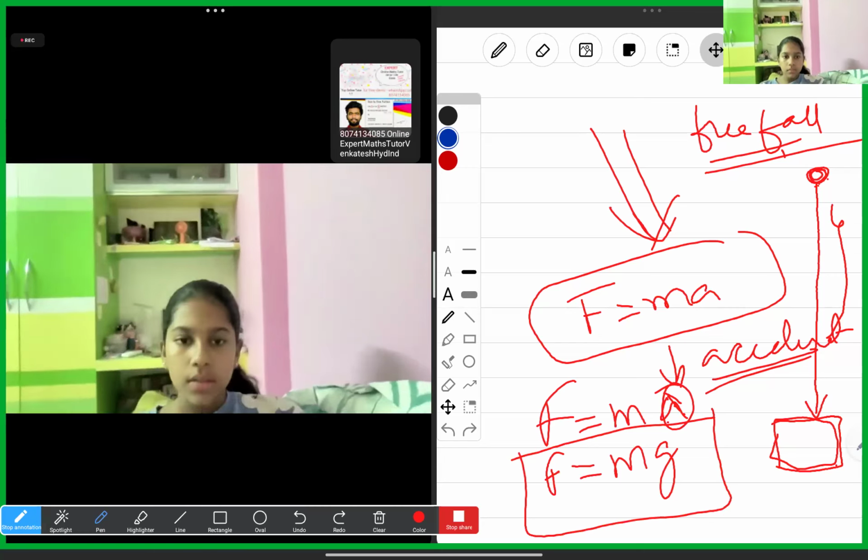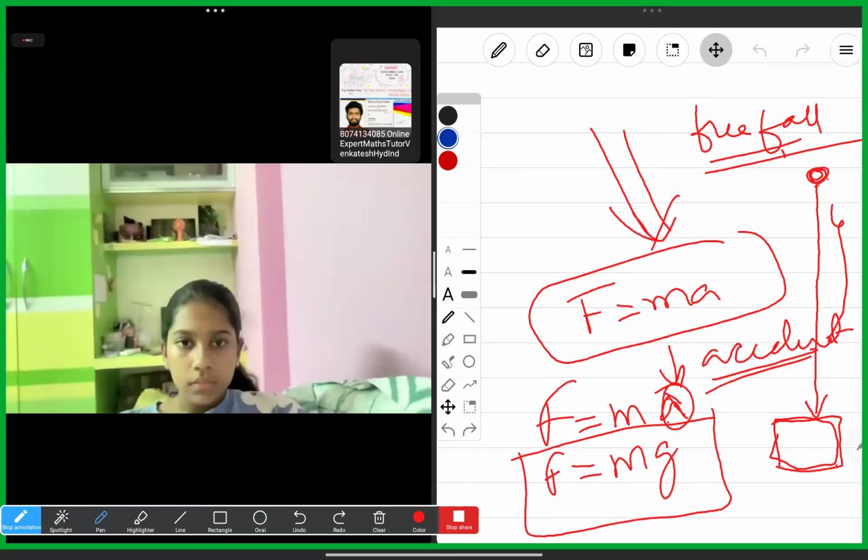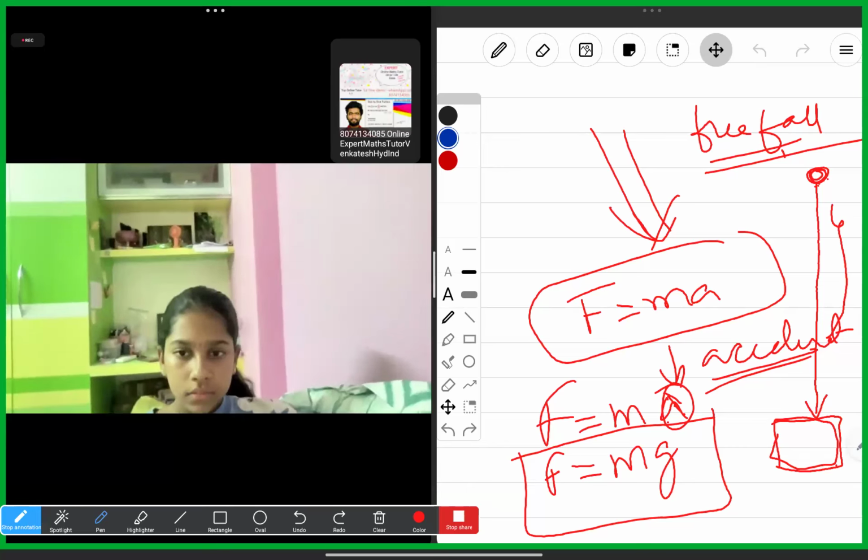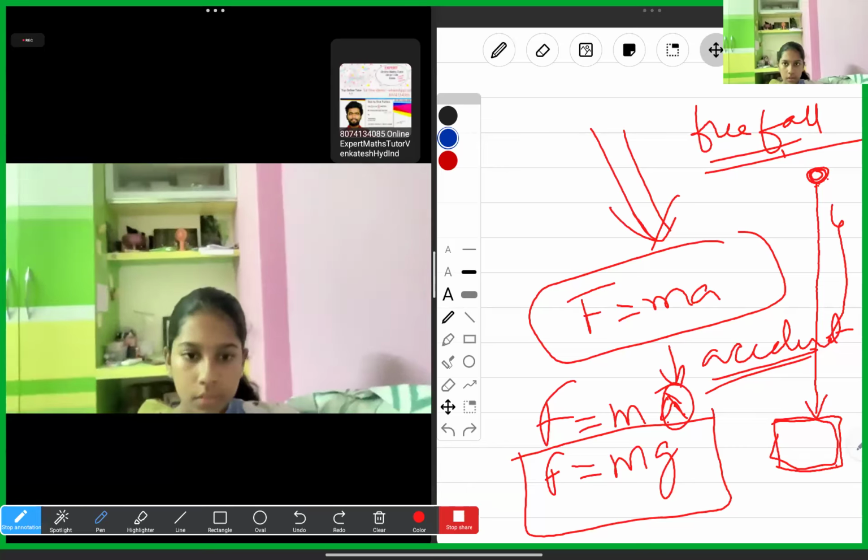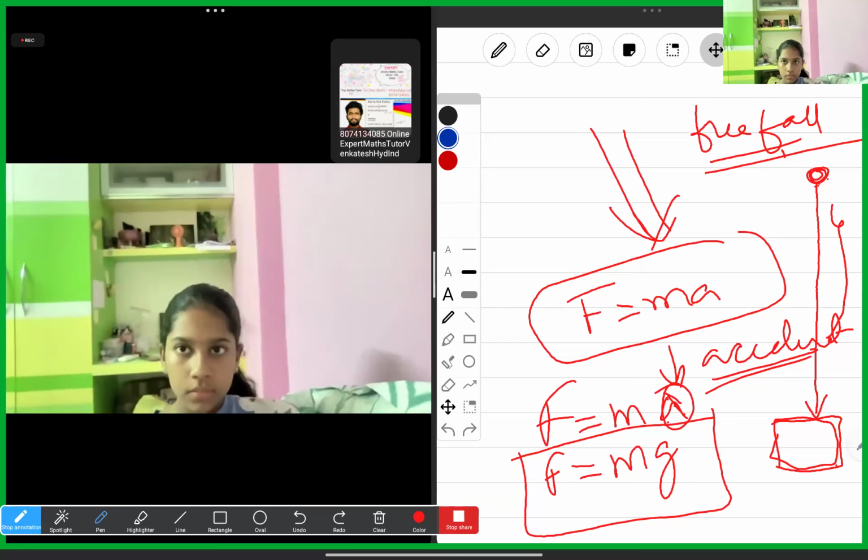Okay, Pranavi. So that A will be changed to G for all those cases. Any doubt, Pranavi? No, sir. Because the acceleration attained by the body is due to the gravity.